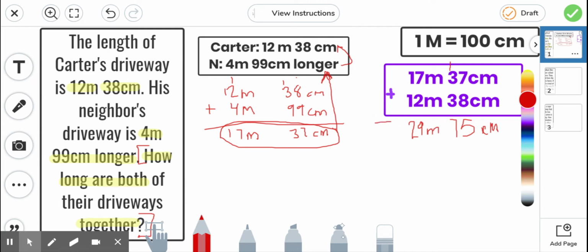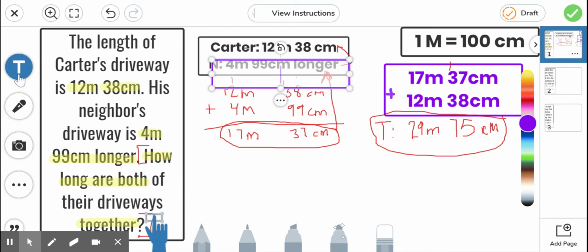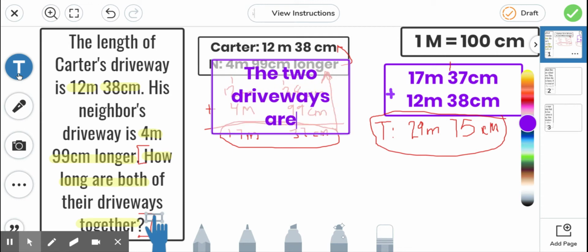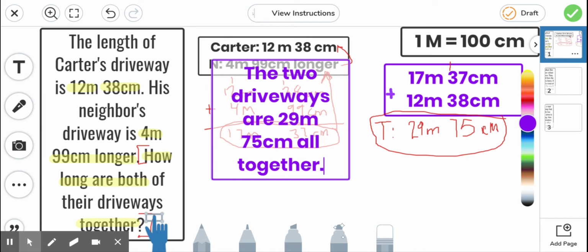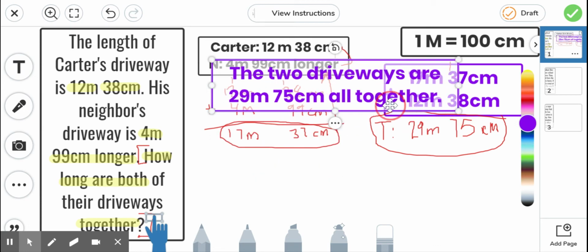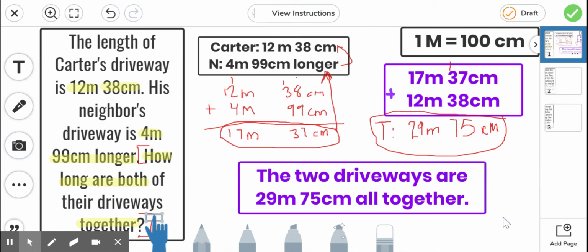All right, so I'm going to put a T here for total or together. So all together, the driveways are this length. We know when it's a word problem, there also has to be a statement. So I'm going to use my typing tool, and I'm going to say 2 driveways are 29 meters, 75 centimeters all together. Then I'm going to stretch out the box and slide it on the bottom. Now everything's nice and organized. This question is done. We can move on to slide 2.